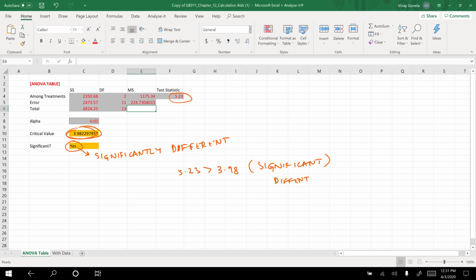That means our alternative hypothesis, that at least one is different, is true. This concludes my lecture on ANOVA. I will try to solve some more problems on this and see if we can do those problems. Thank you.